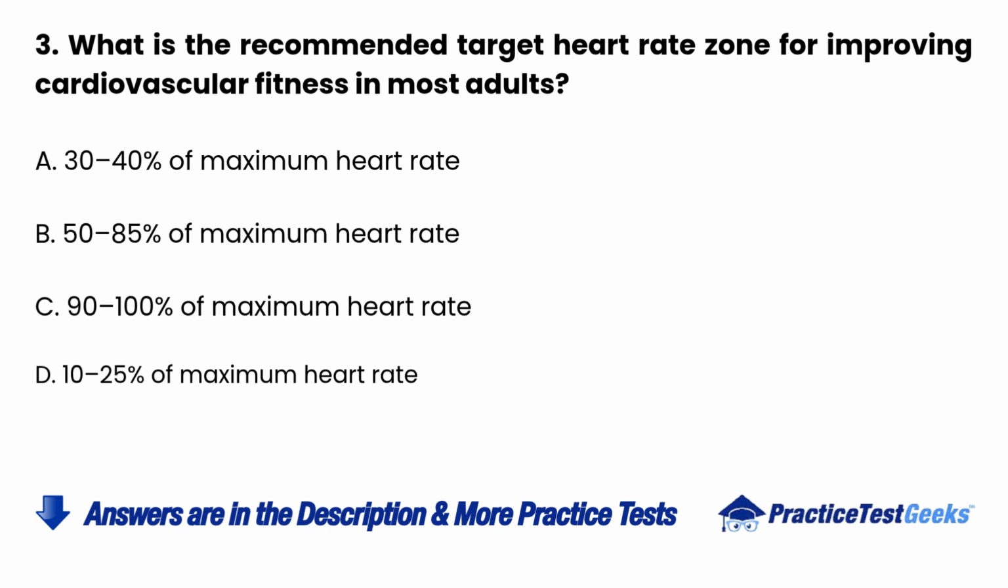3. What is the recommended target heart rate zone for improving cardiovascular fitness in most adults? A. 30 to 40% of maximum heart rate. B. 50 to 85% of maximum heart rate. C. 90 to 100% of maximum heart rate. D. 10 to 25% of maximum heart rate.